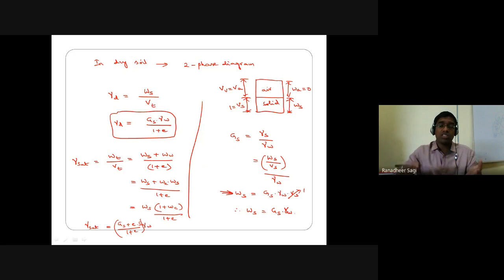In case the soil is a partially saturated soil, then instead of writing it as saturated unit weight, I will write it as bulk unit weight. So bulk unit weight is (GS plus e into S) by (1 plus e) into gamma W. Which approach you follow doesn't matter. Ultimately, you will be able to derive the relation between the various parameters, in order to find some unknown values of the soil from the known data given in the problem.